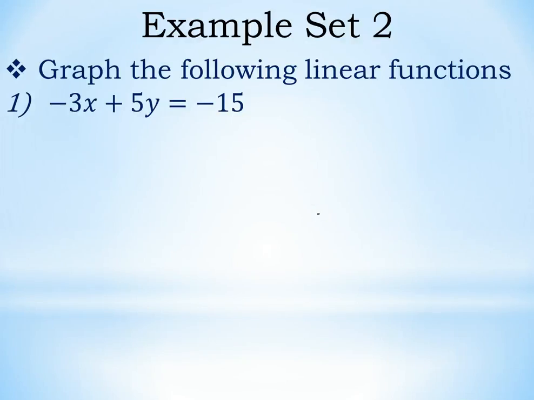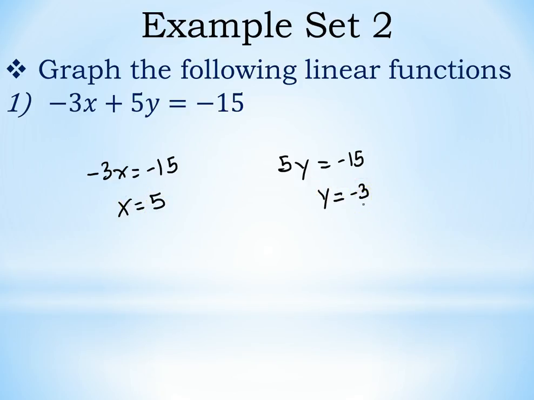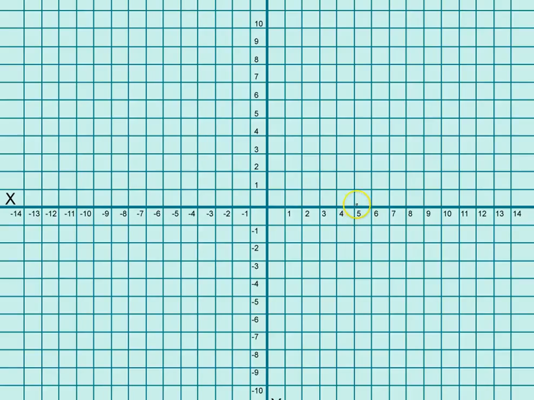I want to graph this line: negative 3x plus 5y equals negative 15. So again, I set my x expression, negative 3x, equal to negative 15, and my y expression, 5y, equal to negative 15. I solve for x, I'm going to get a positive 5. I solve for y, I'm going to get a negative 3. So those are my 2 points for this line. I go to 5 on the x-axis, I go to negative 3 on the y-axis. Connect our 2 dots, and label our line negative 3x plus 5y equals negative 15.